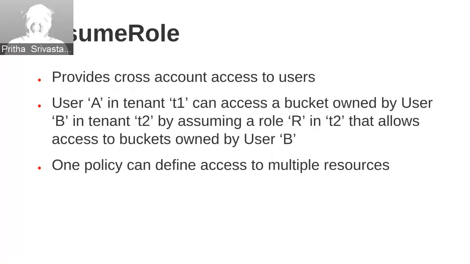The first one is the Assume Role API. This API provides cross-account access to users. Let's say there's a user A in tenant T1 and a user B in tenant T2, and user B owns certain buckets which user A wants access to. In this case, we can create a role in tenant T2, and this role can have a permission policy which allows access to the buckets owned by user B. Then user A can assume that role R and start accessing the resources which are owned by user B.